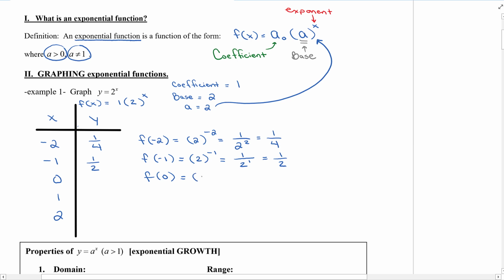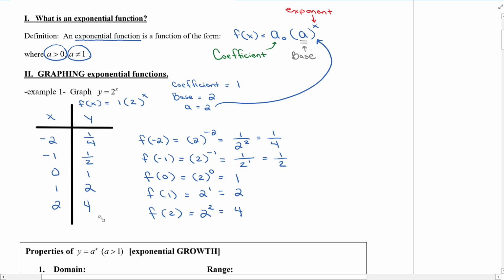f of 0 is equal to 2 raised to the 0 power, which is just 1. f of 1 is equal to 2 to the first, which is 2. And f of 2 is going to be the same thing as 2 raised to the second, which is equal to 4. And those are our ordered pairs.